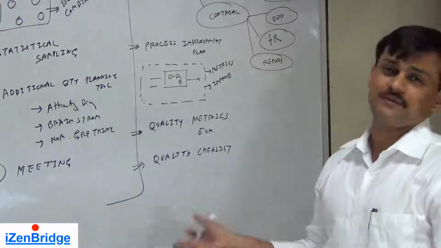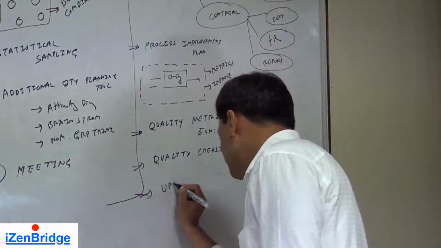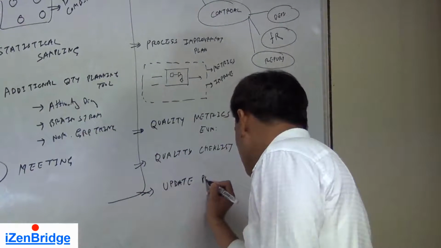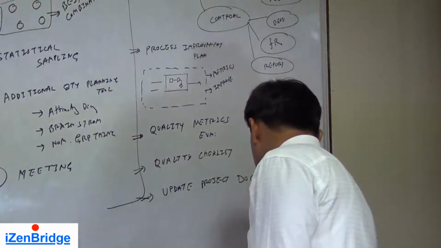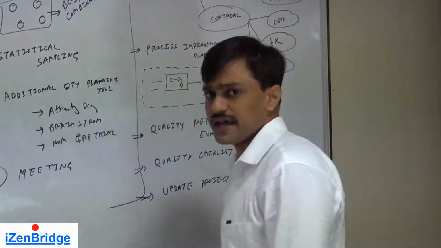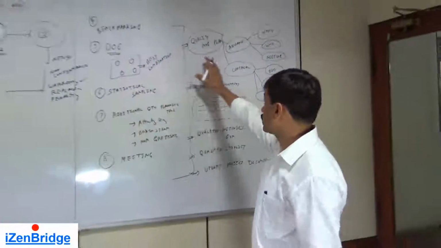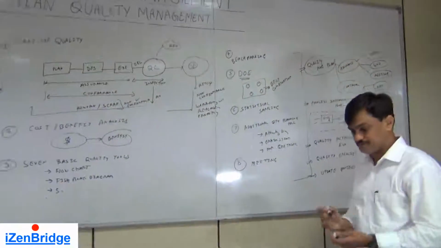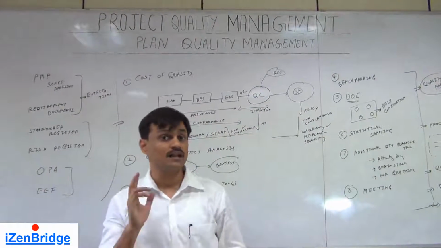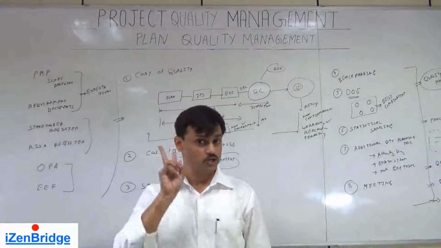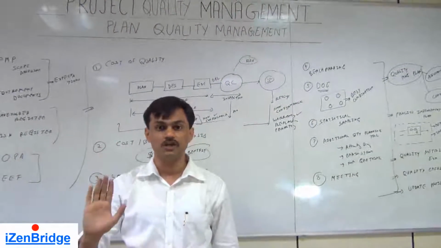After this, you may update some of the project documents. Not limited to risks, issues, and activities, but some of the project documents get updated on the basis of the quality management plan we prepare. So in summary, this is a process which gives us the quality management plan and the process improvement plan, two plans, and both of these plans are subsidiary plans of the project management plan.